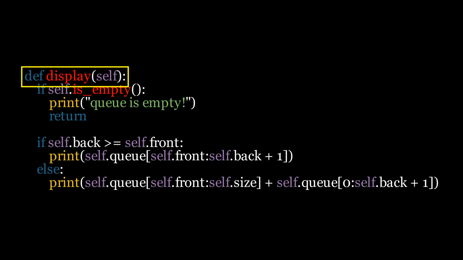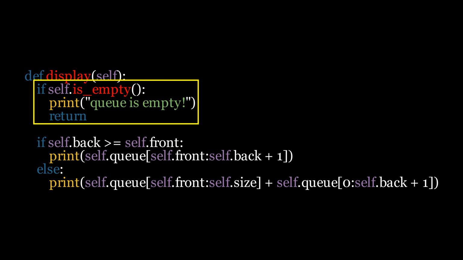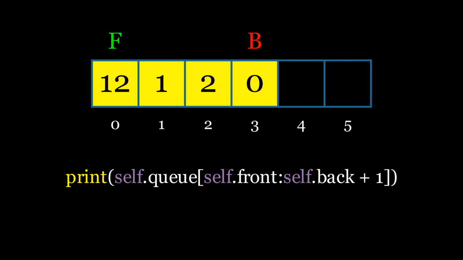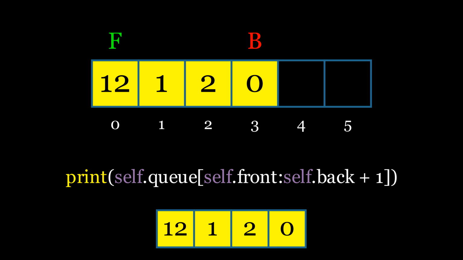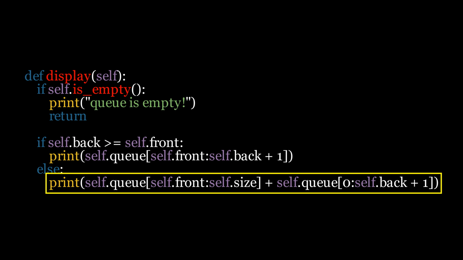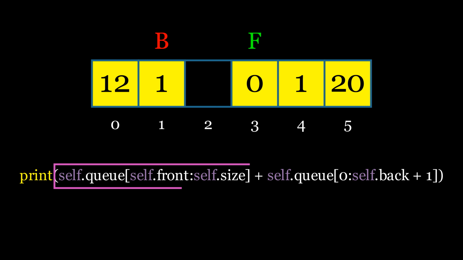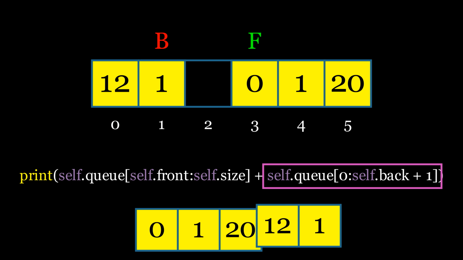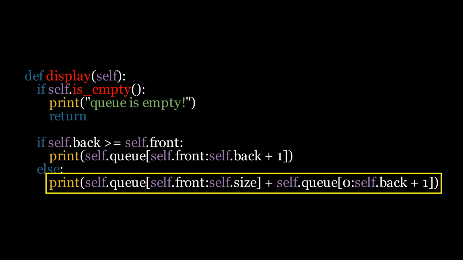The display method first checks if the queue is empty. If it is, it prints a message and returns. If not, it checks if the back pointer has a higher or equal value compared to the front pointer. If it does, it returns all the elements from the front to the back in the same order. If the back pointer is lower, it retrieves elements from the front pointer to the end of the array, then takes elements from the beginning of the array to the back pointer and concatenates them. Although there are no visible loops in this code, this operation has linear time complexity because slicing the arrays takes linear time at a low level.